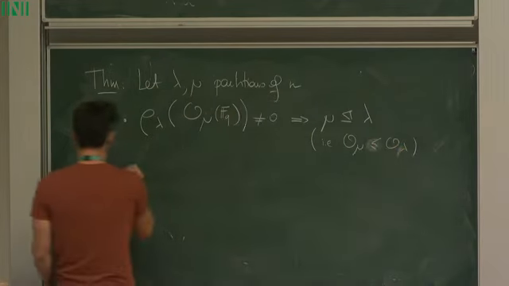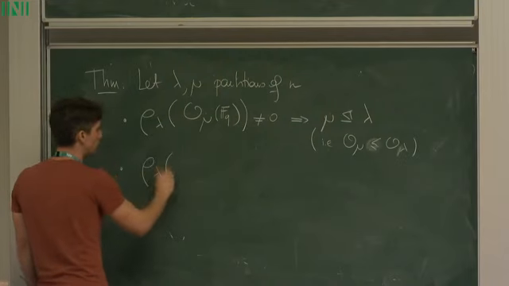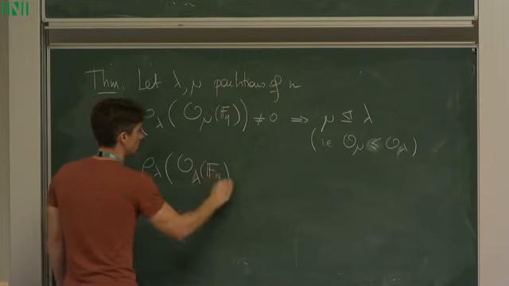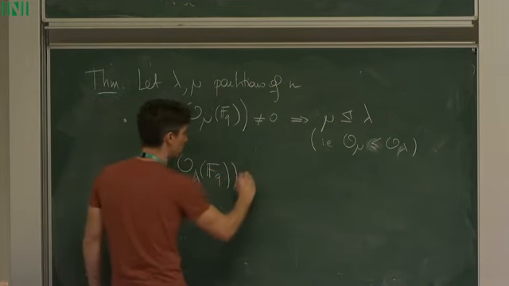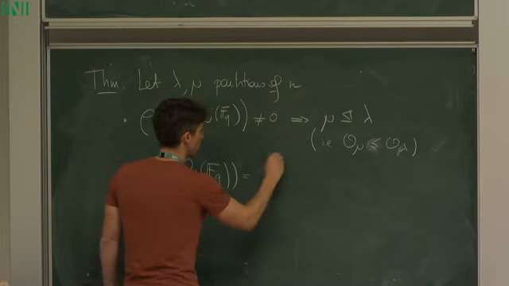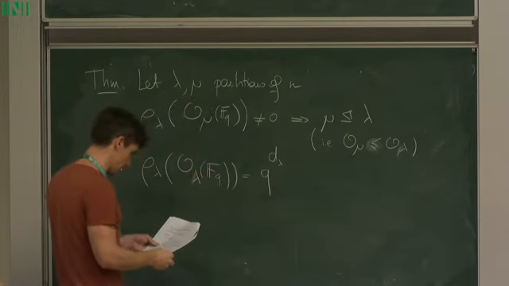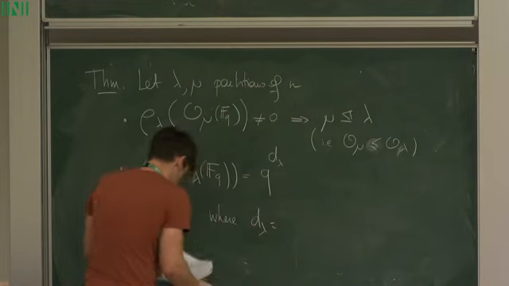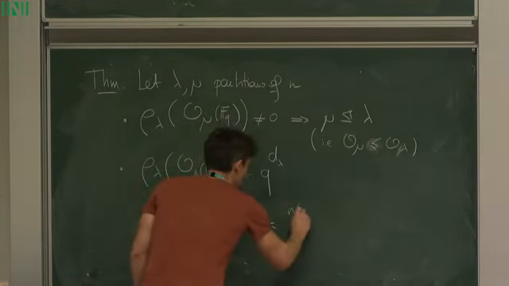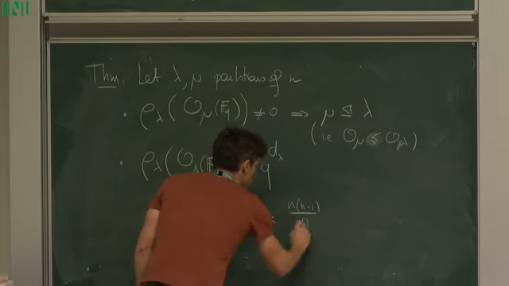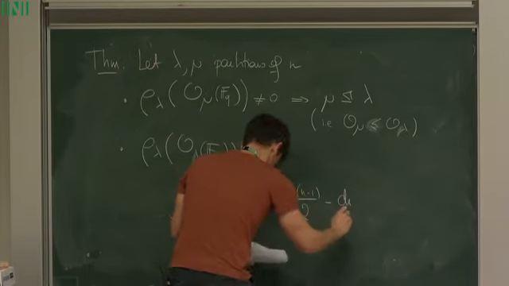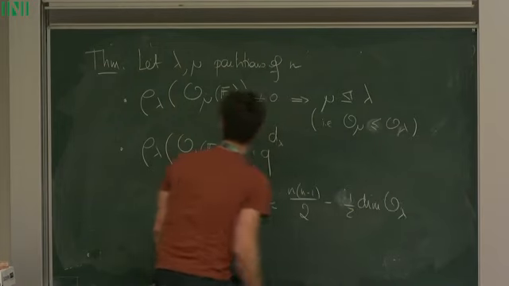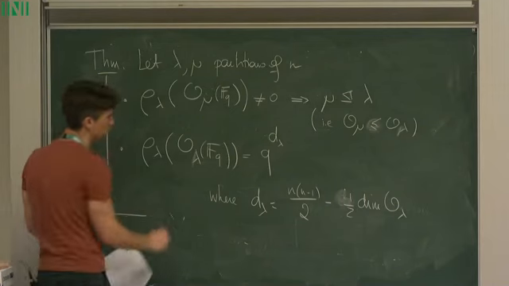Okay, and if I look at the value at the class corresponding to the same partition, I really get a non-zero value, and it's some power of q. Q to the some power, let's call it d lambda, where d lambda you can write explicitly in terms of the partition, but here I would just use the dimension of the orbit. So a half of the dimension of the orbit corresponding to lambda. So, okay, that's for GLN.